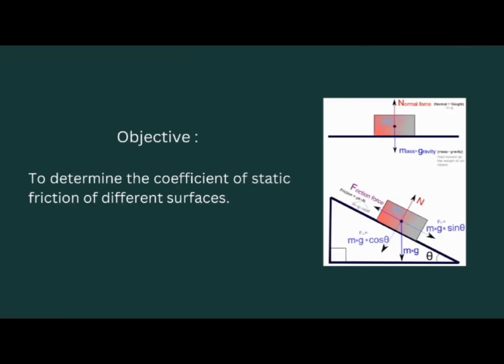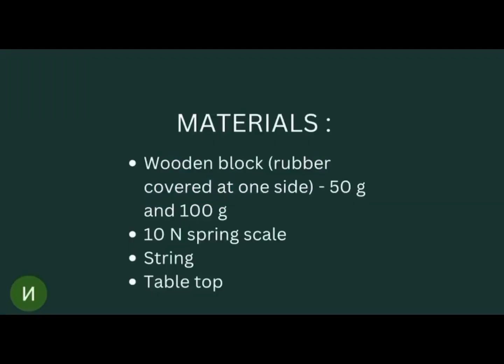Objective: to determine the coefficient of static friction of different surfaces. The materials for these experiments are 50-gram and 100-gram wooden blocks, a 10-Newton spring scale, string, and tabletop. Let's move on to the procedures.